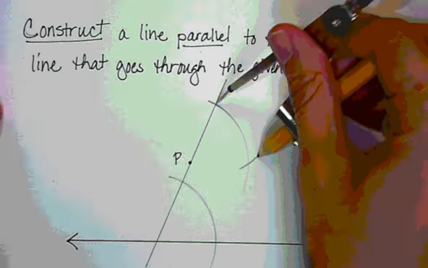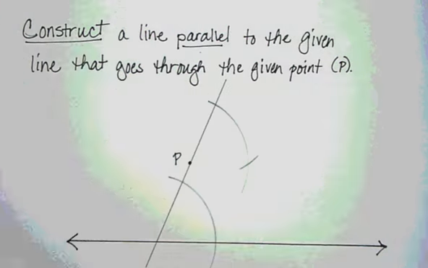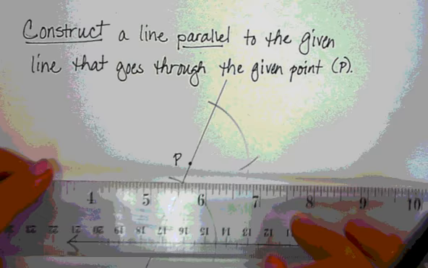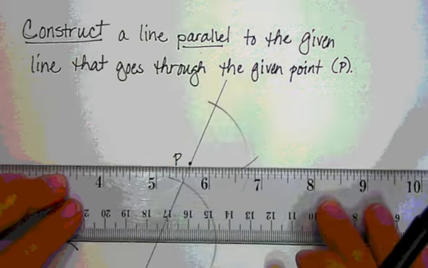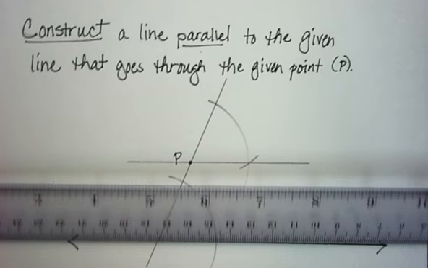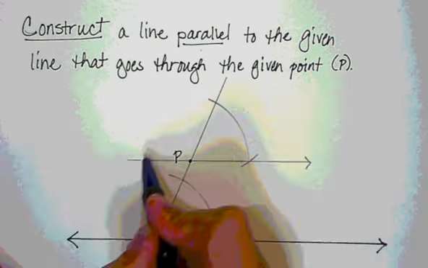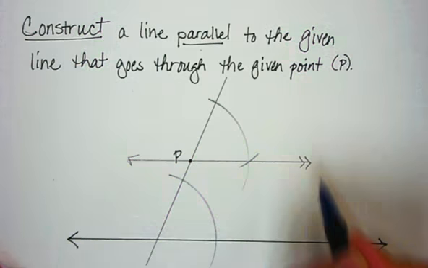And then I'm back to my straight edge. Line up point P with where those two arcs cross and draw in the line. And there is my parallel line to the given line.